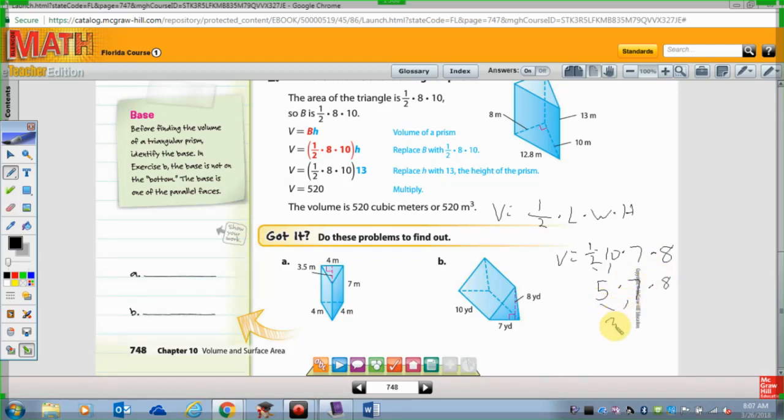5 times 7 is 35, and then we still have to multiply by 8, so we can't do that off the top of our head, so we'll bring 35 over here, multiply it by 8. 8 times 5 is 40, 0 there, bring up my 4. 8 times 3 is 24, plus 4 is 28, so my answer is going to be 280, and it's going to be yards. And since we multiplied 3 different things, it's going to be to the third power. So 280 yards to the third power, or you can say it is 280 yards cubed, or 280 cubic yards. So any of those ways will work for the explanation.